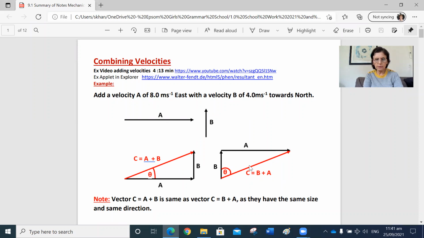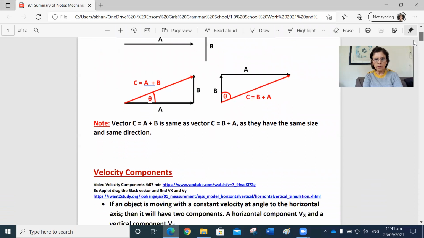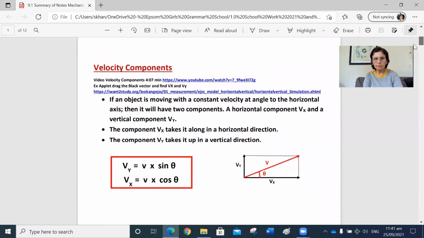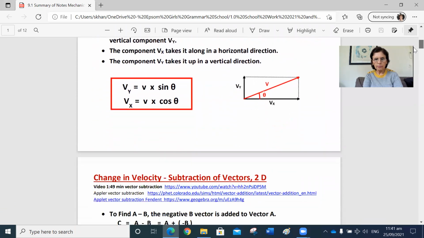To find the size of this resultant vector, or resultant velocity, you will have to use Pythagoras, and to find the angle, use geometry. So that was about how to add vector quantities.